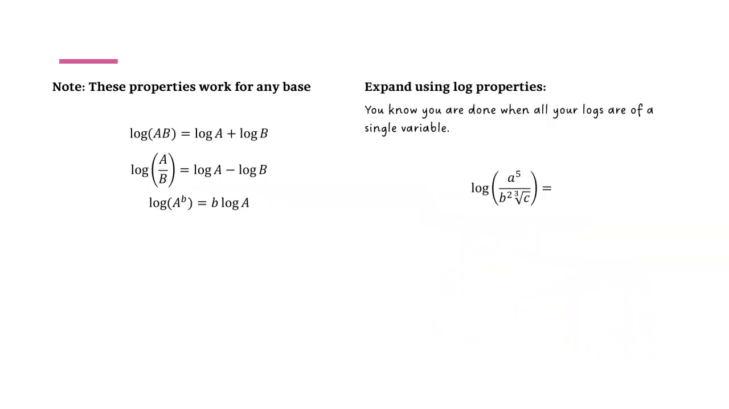If I want to expand using log properties, then I'm doing the opposite, and I know I'm done when all of my logs are totally simple. So here, I do the order of operations differently. I say, okay, when I squint at this, it looks like division. So I'm going to do division. I'm going to say this is log of a to the 5th.